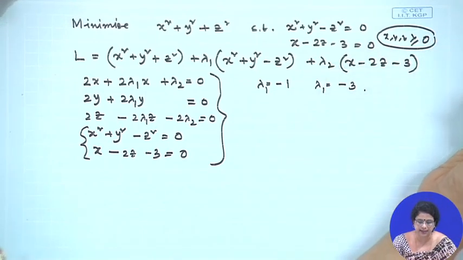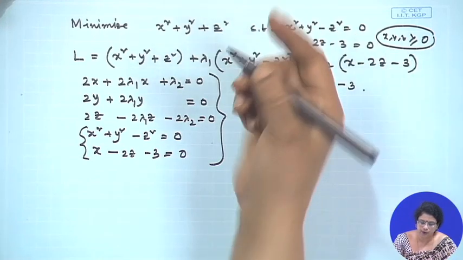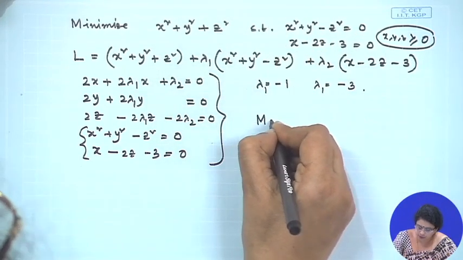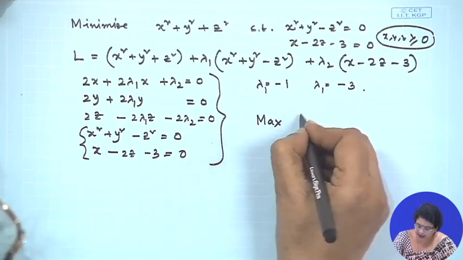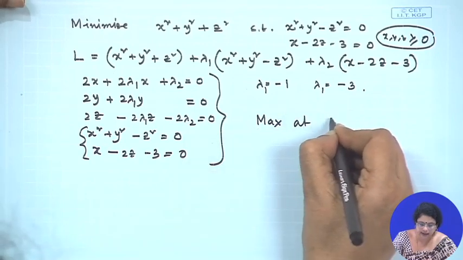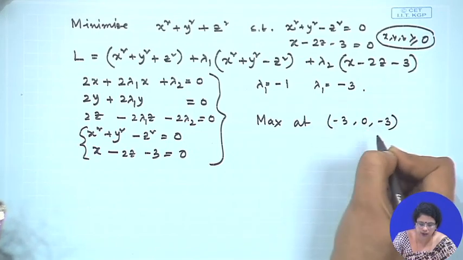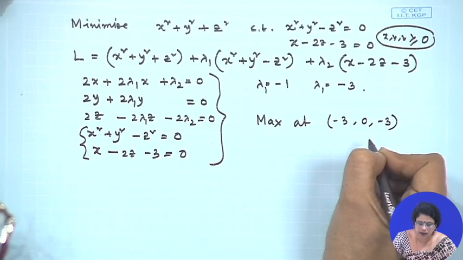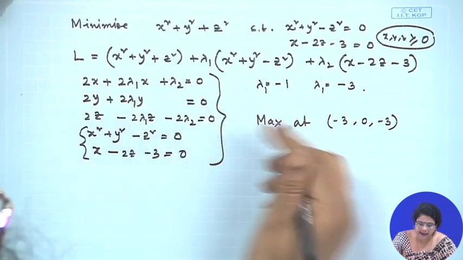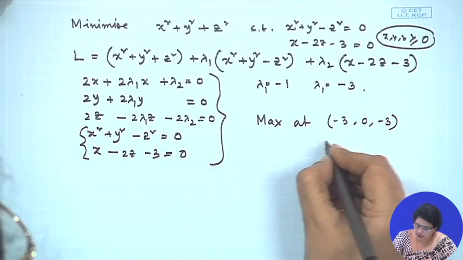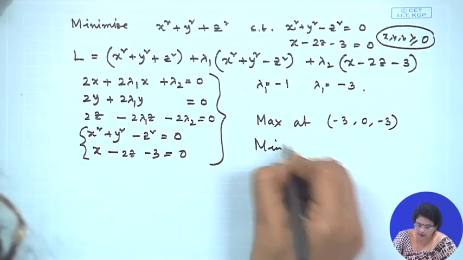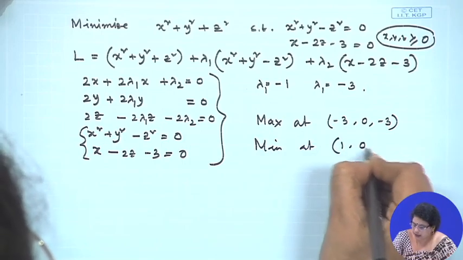For different cases you have to check, and you can conclude that we will have the maximum for this problem at minus 3, 0, minus 3, and in the second case minimum value you will get at 1, 0, minus 1.